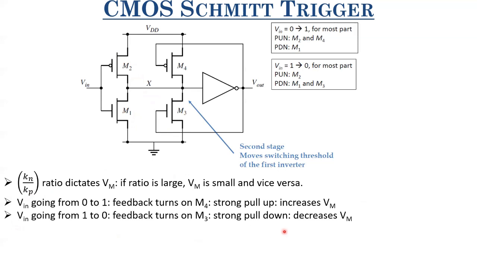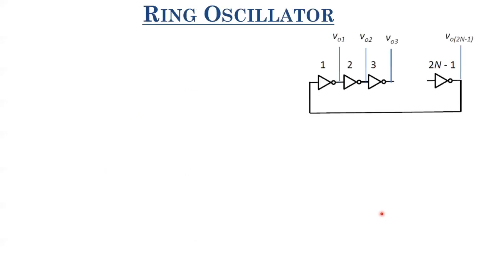And that kind of leads to a Schmitt trigger kind of circuit, right? Now let us discuss an astable multivibrator circuit, which is also called a ring oscillator. We already discussed this ring oscillator, right?